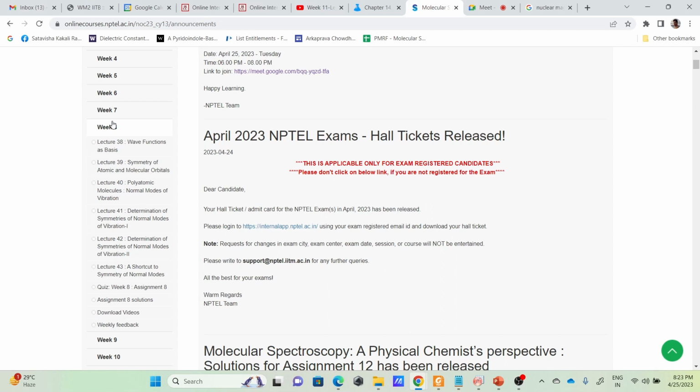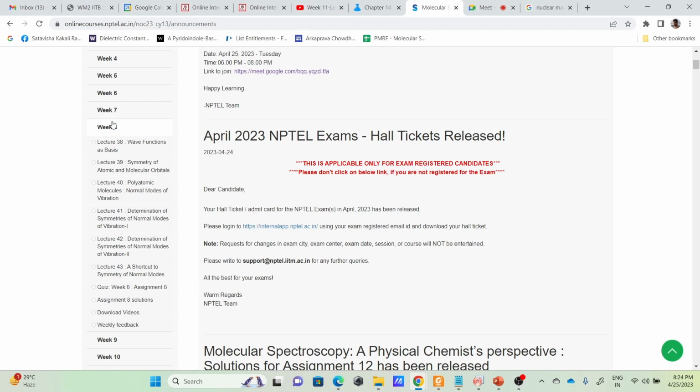or different wave functions as a basis, and how the symmetry of atomic and molecular orbitals was discussed, and we tried to understand what the normal modes of vibrations are, right? And how many normal modes. It depends on 3N degrees of freedom, right? The total modes of freedom will be 3N, right?